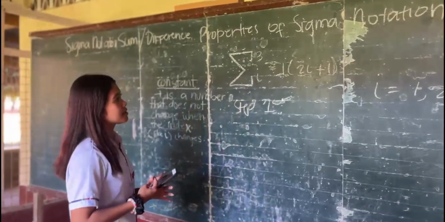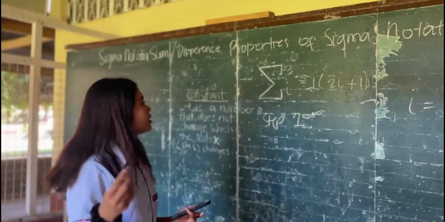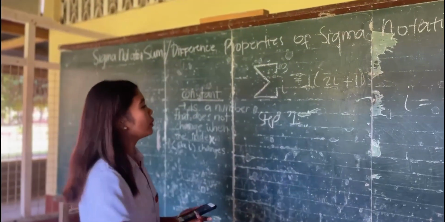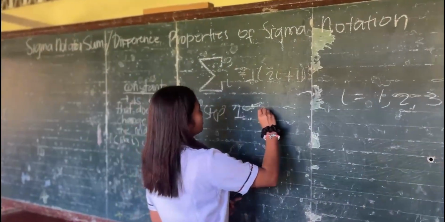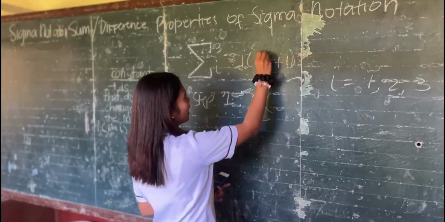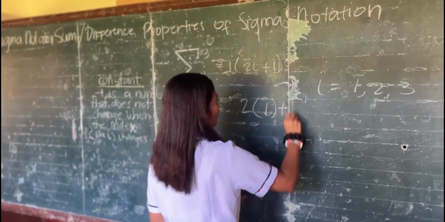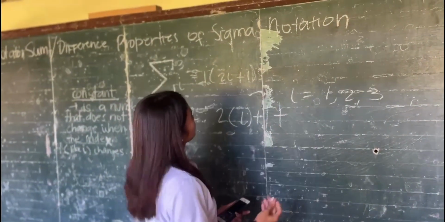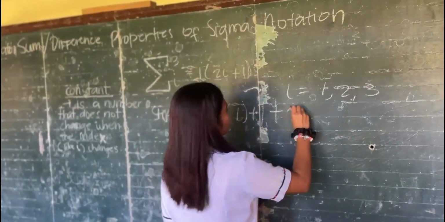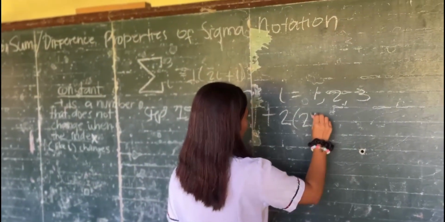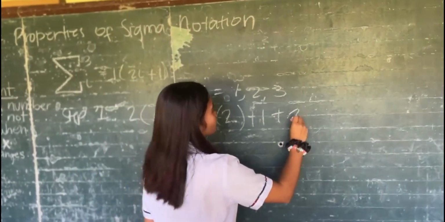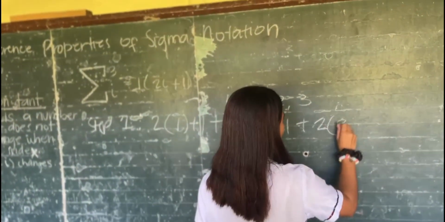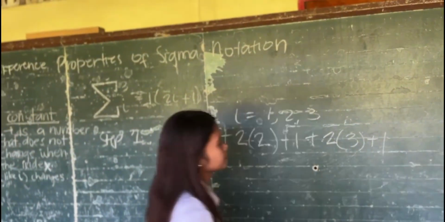So step 1, we will plug in numbers one by one. We change the i into 1, so 2 times 1 plus 1. We will continue distributing. So we change the i into 2, so 2 times 2 plus 1, plus 2 times 3 plus 1.